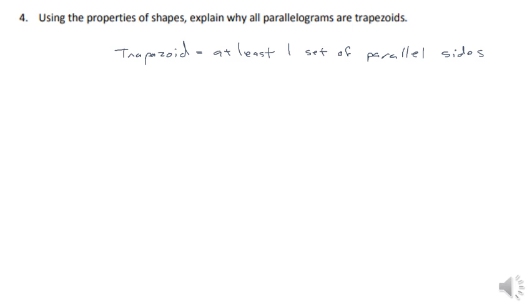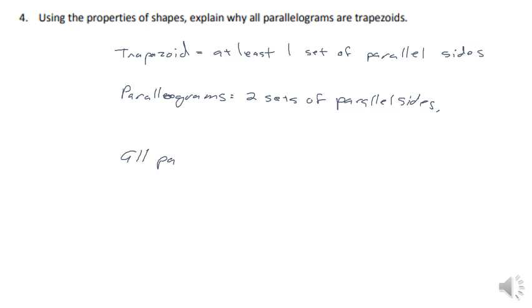So a parallelogram, all parallelograms, all of them have two sets of parallel sides. And since they have at least one set, that means all parallelograms are trapezoids. That's using the inclusive definition.